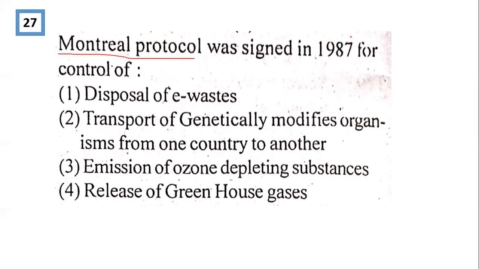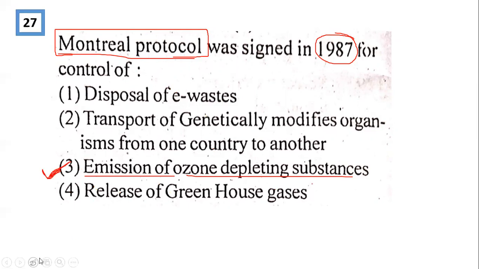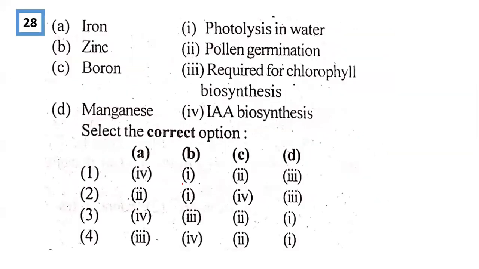Montreal Protocol, which was signed in 1987, was for the control of what? Yes, it was to reduce the emission of ozone depleting substances. You have to study all the protocols, Montreal Protocol, Kyoto Protocol, all those things. So Montreal Protocol was used to control the emission of ozone depleting substances. Moving on to question number 28.